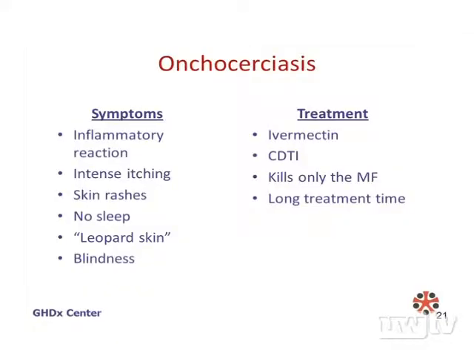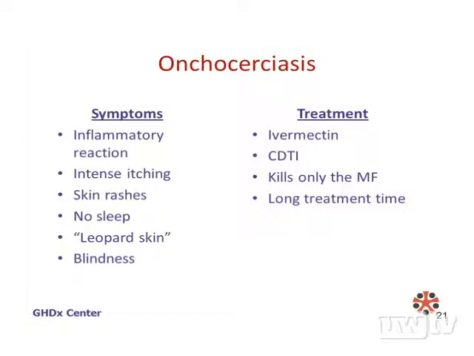And the inflammatory response when they die, the body's response to that causes scarring in the eyes, which eventually leads to blindness. So onchocerciasis, right now, there's only one treatment, which is with ivermectin. Brand name is Mectizan, currently being donated by Merck. And it's distributed through community-directed treatment with ivermectin, which is they use community-based distribution of the medicine.